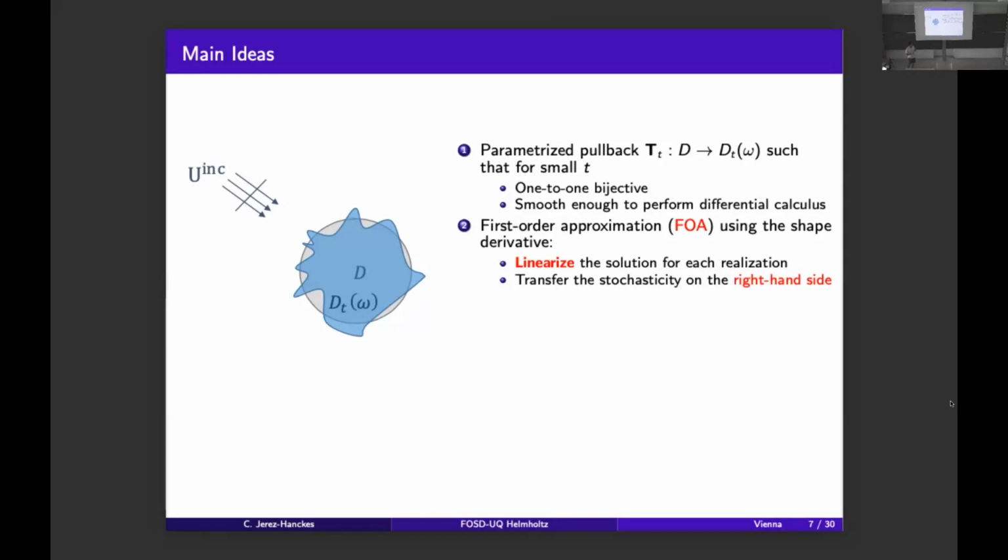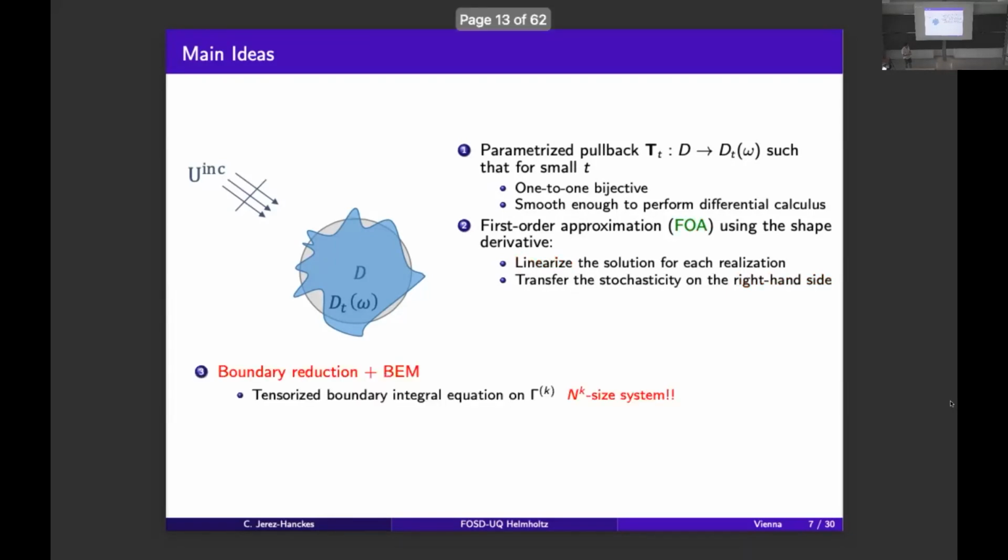And by doing so, you transfer the stochasticity onto the right-hand side of the boundary integral equation. So you do a first order approximation, and then what you end up having is a deterministic volume problem with a stochastic right-hand side. And so when you do the boundary reduction, everything is left on the right-hand side of the equation. So, of course, you want to solve this numerically, and you will end up with a tensorized boundary integral equation once you take the statistical moments. And this is something you want to avoid, of course, especially if the object is very, very large.